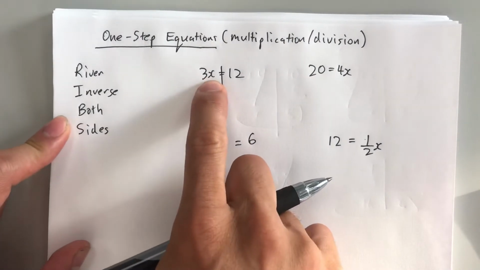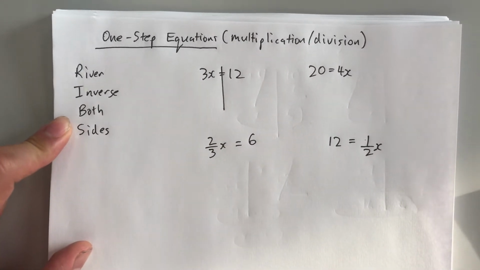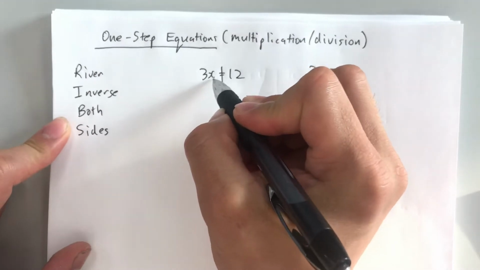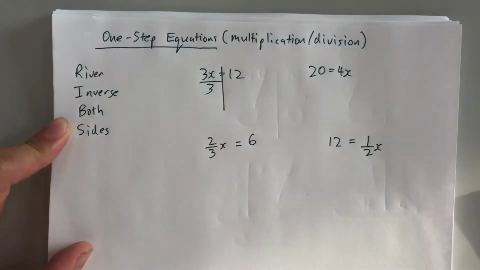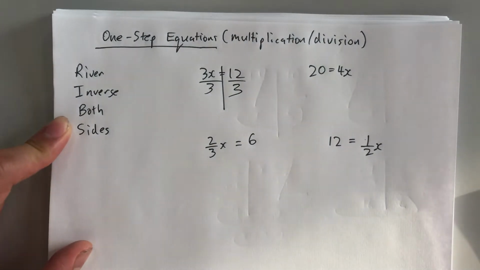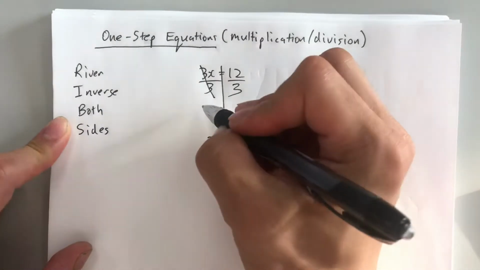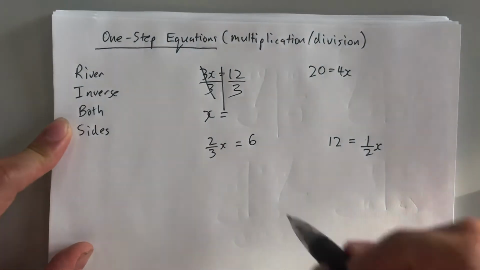So it's 3 times x, it's going to give me 12. So the inverse, or the opposite of multiplication, is division. So in this case, because these two are next together and it's multiplication, the inverse operation is division. I'm going to divide by 3 on both sides. When I divide by 3, 3 divided by 3 gets you 1, so it basically becomes 1x, and 12 divided by 3 is going to give you 4.